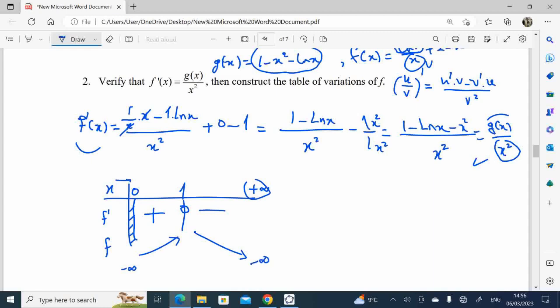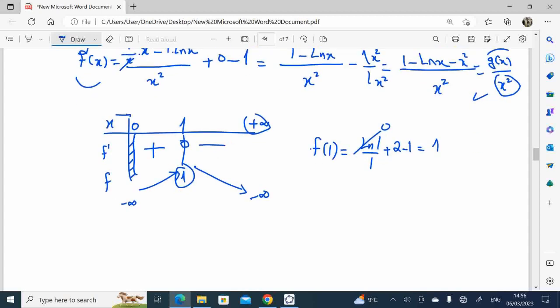Now at this point here, this point is a maximum. In order to find this maximum, we have to find f of 1. This is equal to ln 1 over 1 plus 2 minus 1, which means the answer is 1, because ln 1 is 0, so 2 minus 1 equals 1. So we have the maximum, it is (1, 1). Okay? So this is the table of variation of f of x.